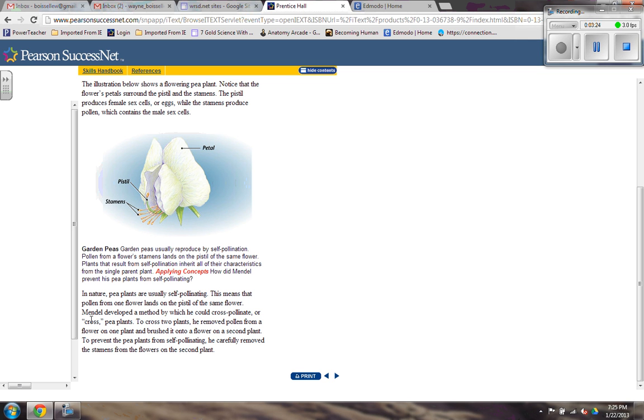So whenever we use that word cross, we mean cross-pollinate. To cross two plants, he removed pollen from a flower on one plant and brushed it onto a flower on a second plant. To prevent the pea plants from self-pollinating, he carefully removed the stamens from the flowers on the second plant. So he could gather up this pollen from one flower and put it on the pistil of a flower on a different plant. That's cross-pollination. And if he wanted to keep a plant from self-pollinating, he just cut off the stamens so they could not pollinate.